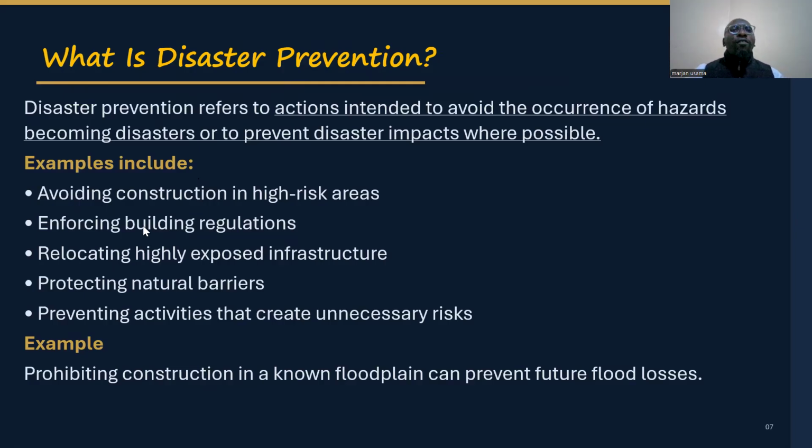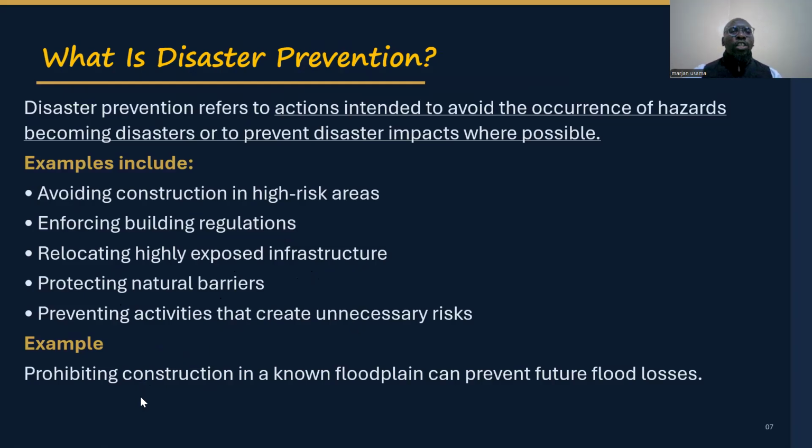Number 2, enforcing building regulation. That comes from the Ministry of Planning. So for example, if anybody wants to build, then the local government has to come and check. The local government has to give the license. So the quality of the houses that we are building, they need to be checked. Then relocating highly exposed infrastructure, protecting natural barriers, and preventing activities that create unnecessary risk.